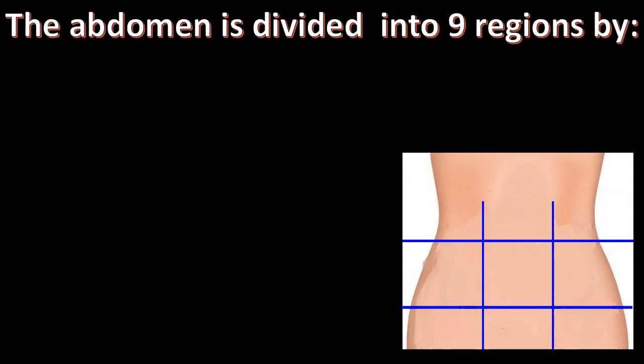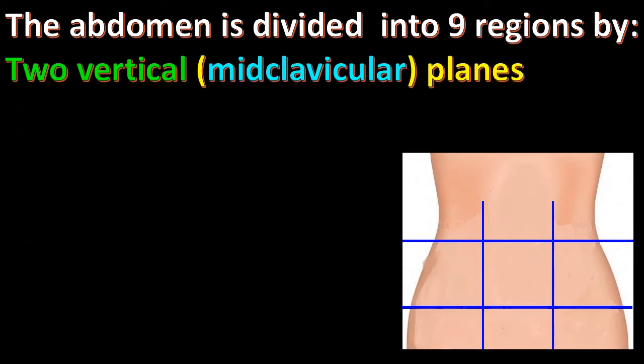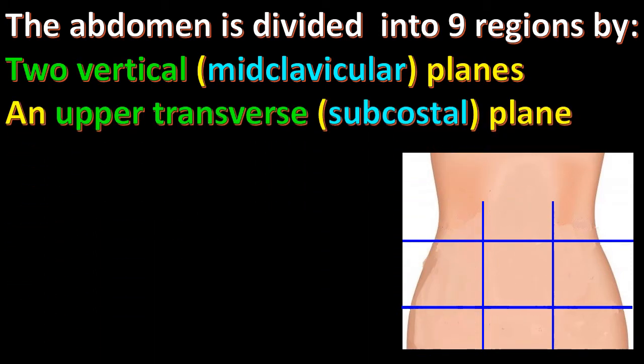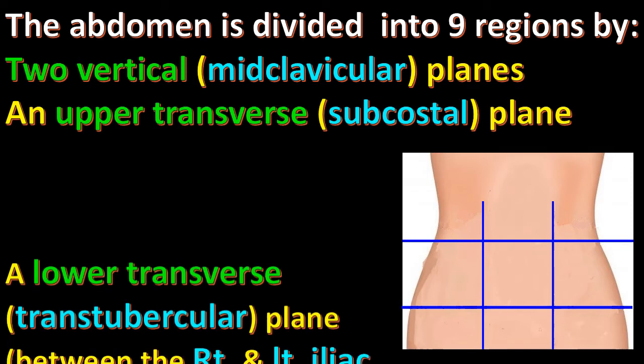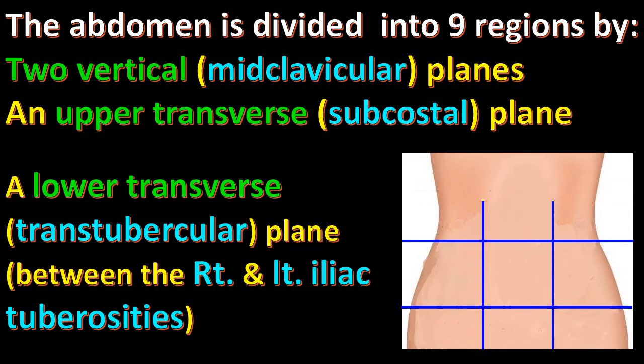Abdominal regions. The abdomen is divided into 9 regions by 2 vertical planes, right and left mid-clavicular planes, by an upper transverse plane, the subcostal plane, by a lower transverse transtubercular plane between the right and left iliac tuberosities.